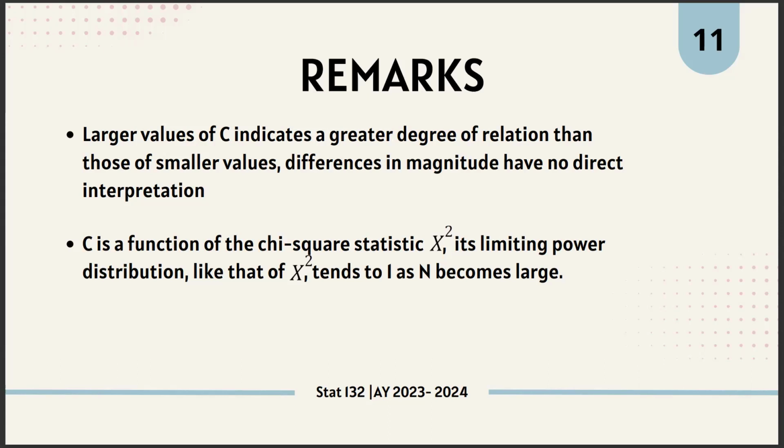So, C is a function of the chi-square statistic. Its limiting power distribution tends to 1 as n becomes large, similar to the chi-square. So, that is the power.